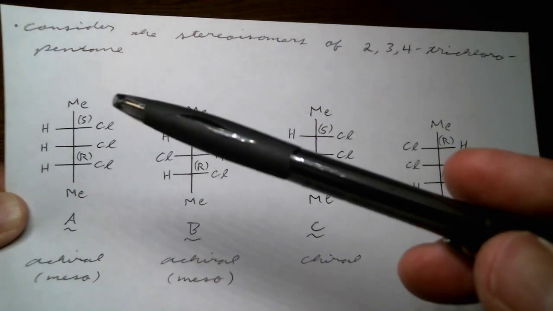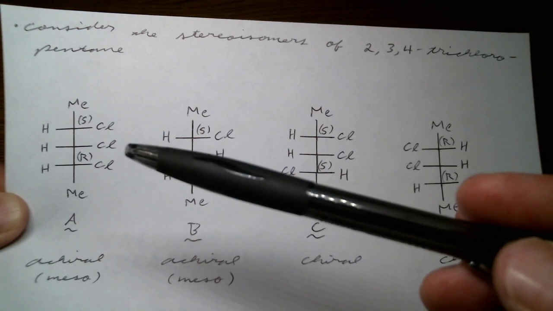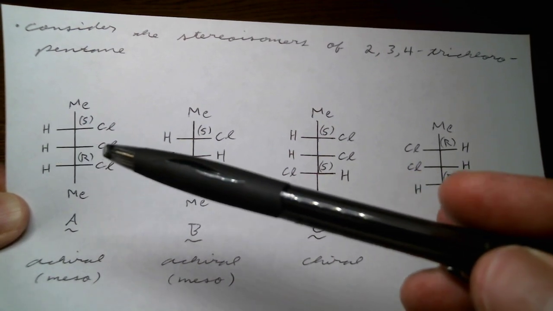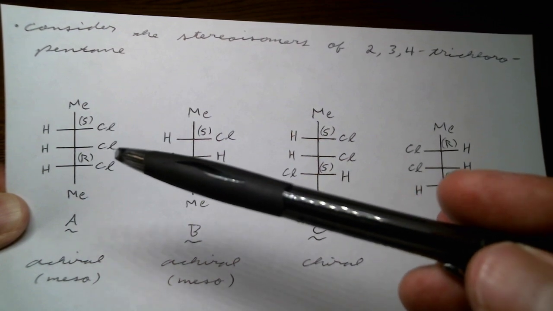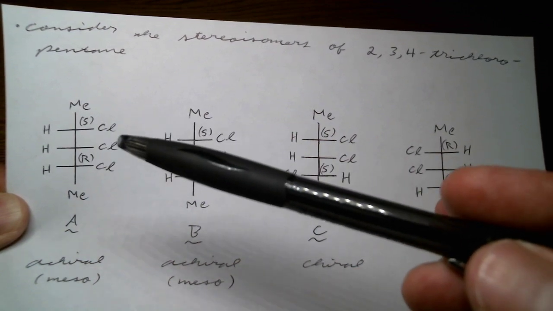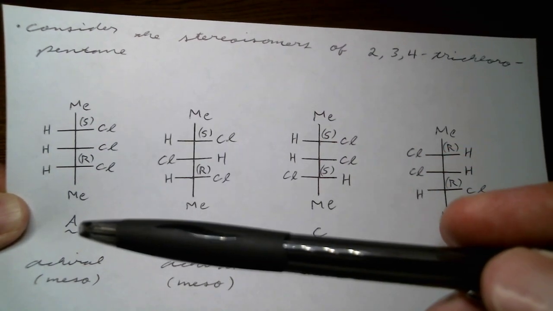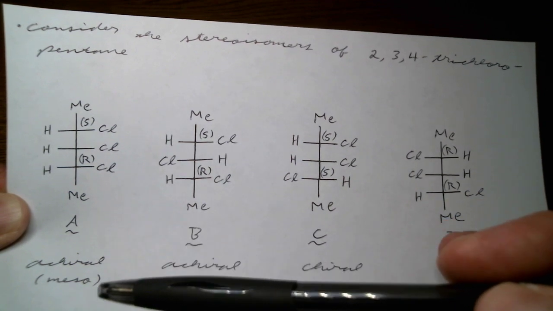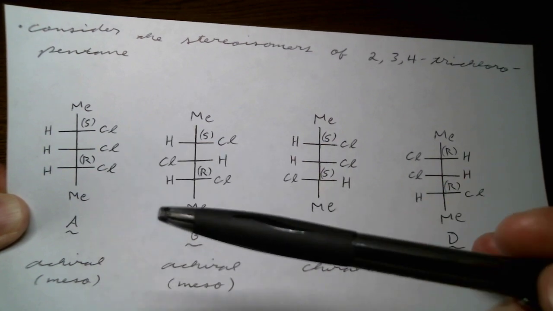So we have this particular stereoisomer drawn in Fischer projection. It's easy to see that there is a horizontal internal plane of symmetry cutting across the middle carbon, C3, the chlorine and the hydrogen bonded to C3, and reflecting the top to the bottom. So we know that stereoisomer A is achiral, and it's meso because it has two stereocenters.